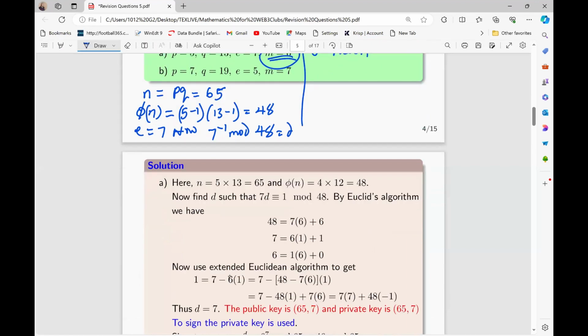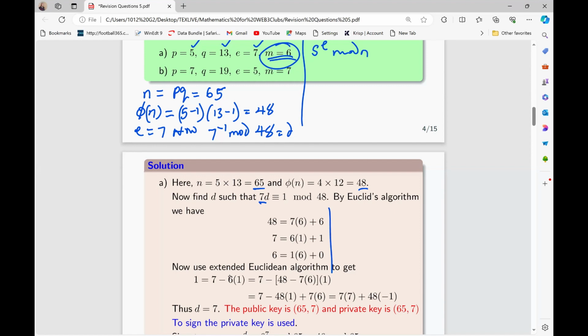So when I did the product, I got 65. When I did the Euler phi of N, I got 48. And then find D such that 7 times D is congruent to 1 mod 48. And this we do using Euclid's algorithm. And how do we do it using Euclid's? We've done this before. We're asking ourselves, how many times does 7 go into 48? And 7 goes into 48 6 times, and the remainder is 6.